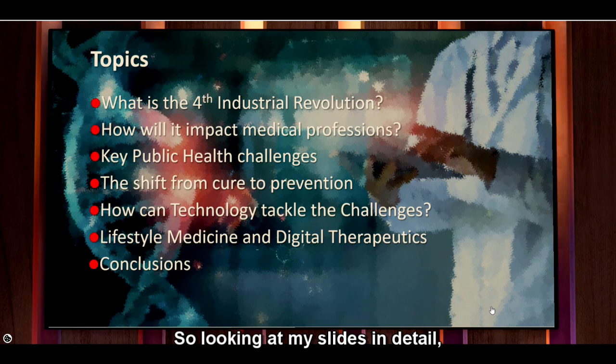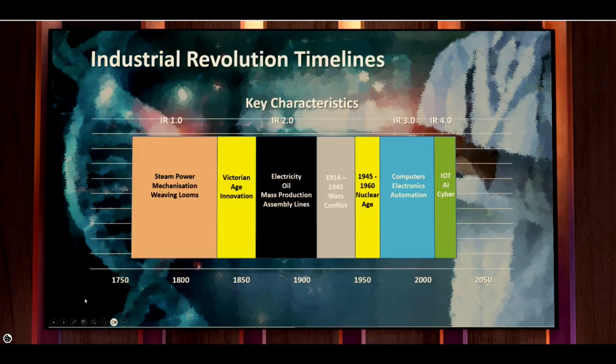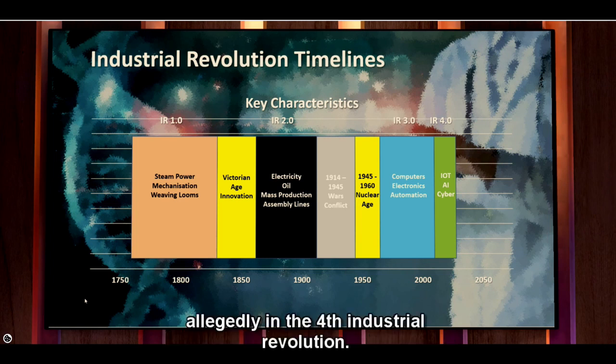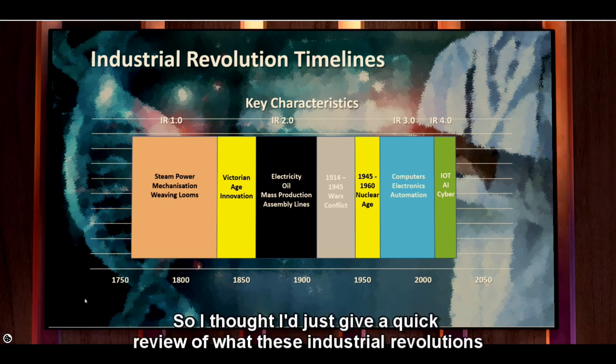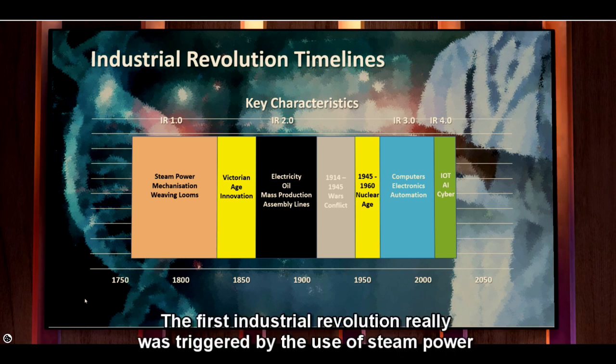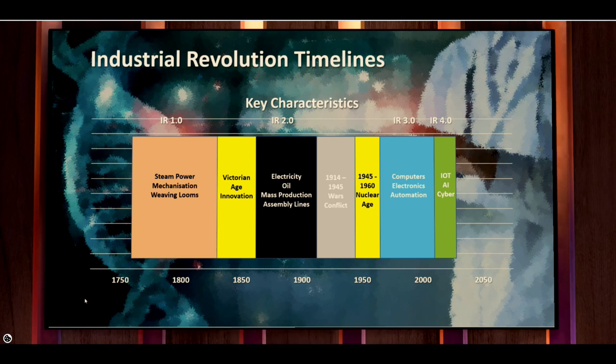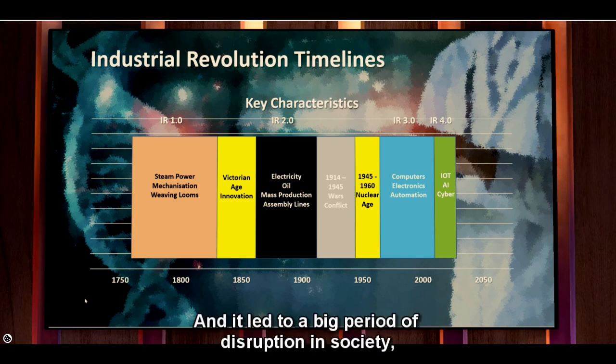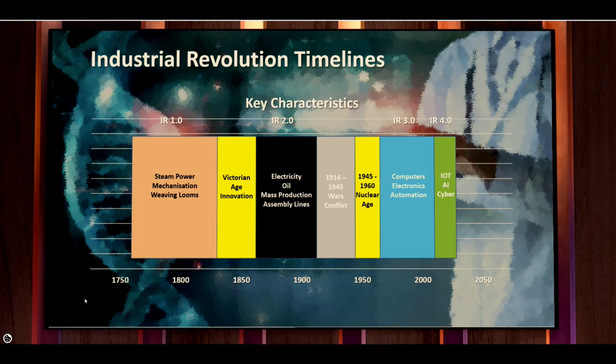So looking at my slides in detail, the Industrial Revolution, we're now allegedly in the fourth industrial revolution. So I thought I'd just give a quick review of what these industrial revolutions consisted of. The first industrial revolution really was triggered by the use of steam power and mechanization. And it led to a big period of disruption in society, but also great innovations.